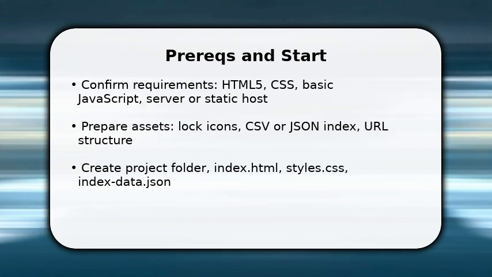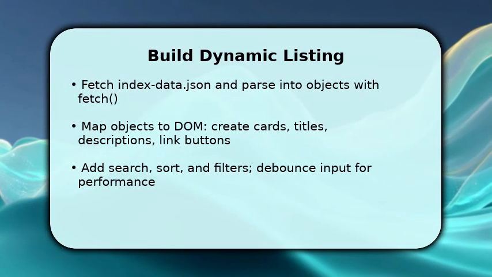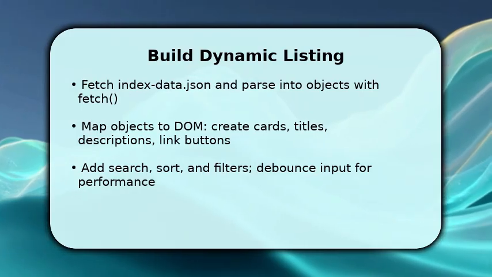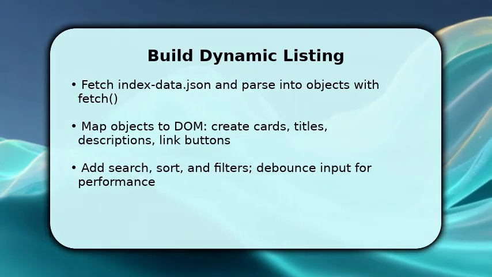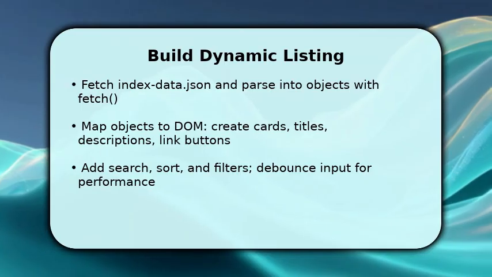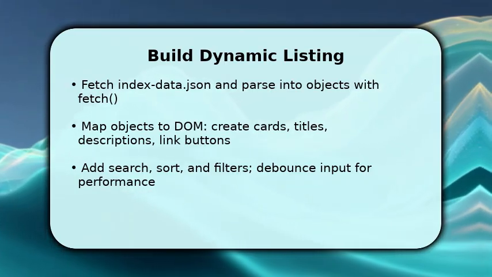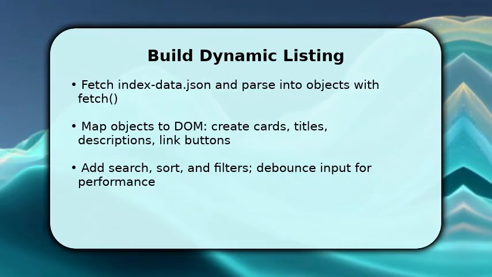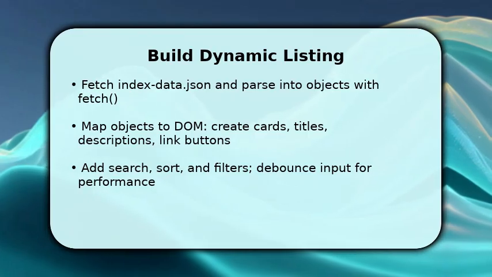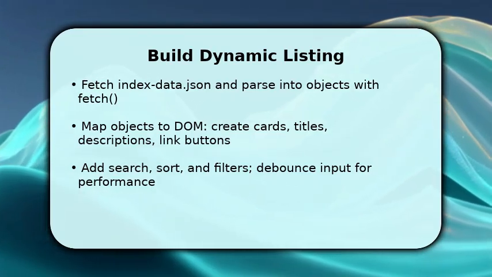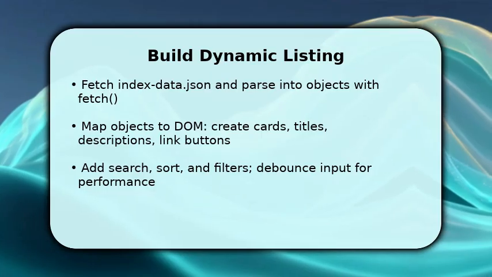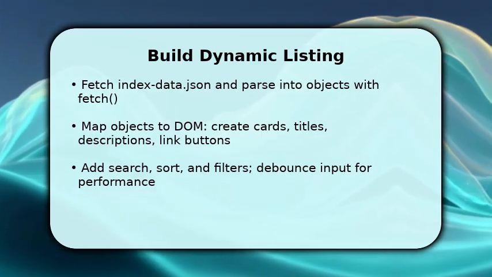Now open index.html. You now implement the core rendering and interactivity so users can find locks quickly. Start by fetching your JSON. Parse it to an array and loop to create DOM nodes, a card with image, title, description, and a link to the lock detail. Once rendered, attach event listeners for search, sort, and filter controls.